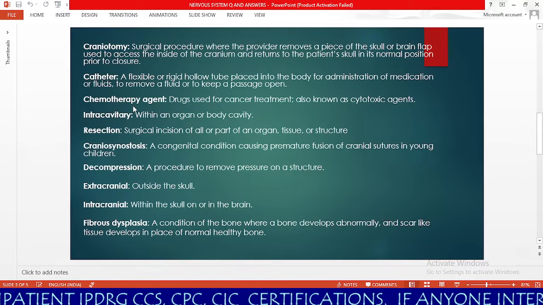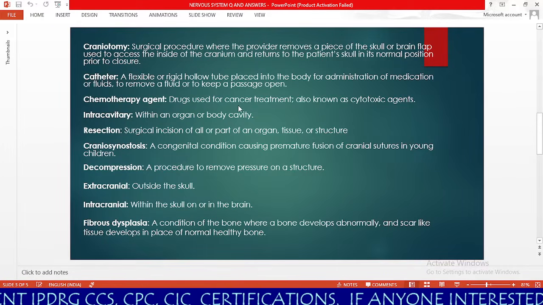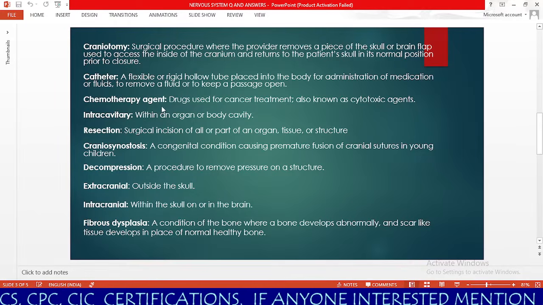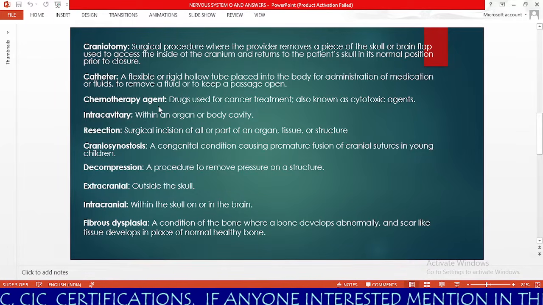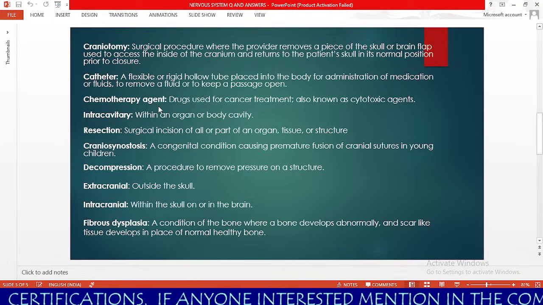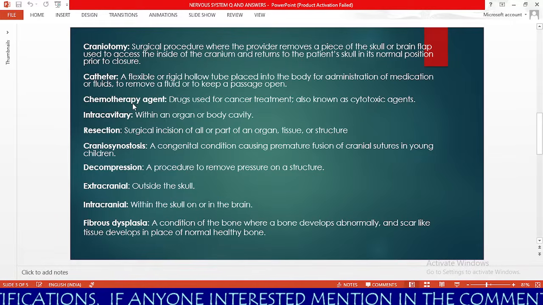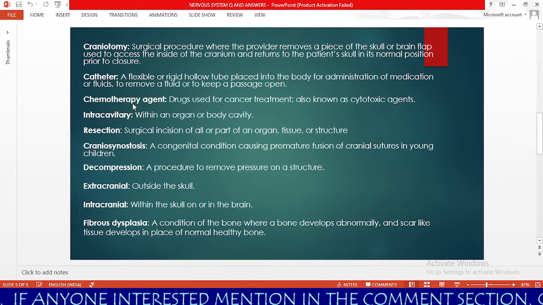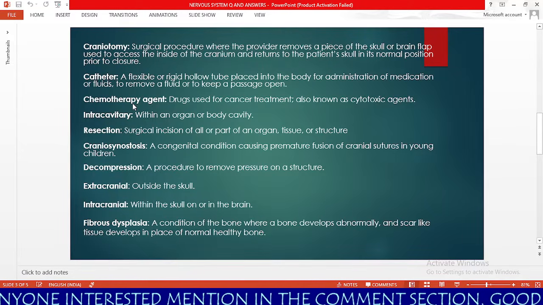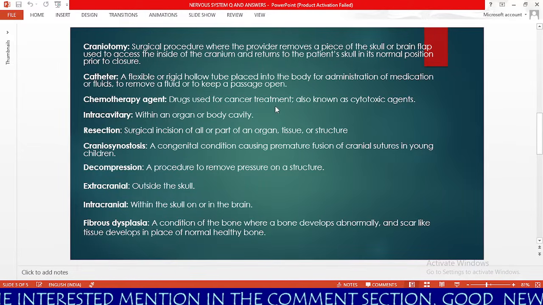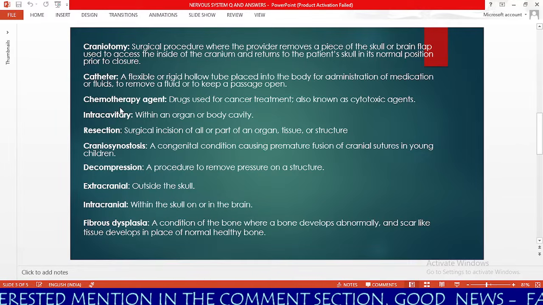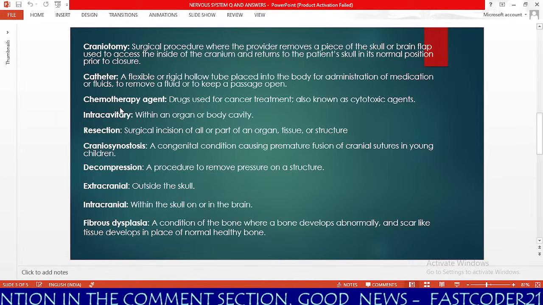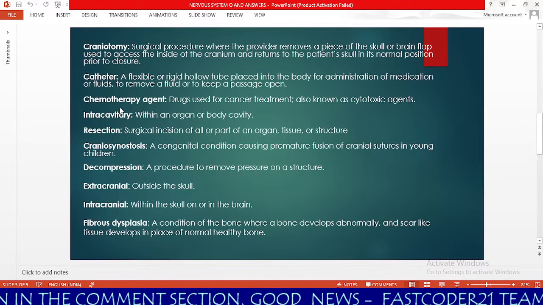Next one is chemotherapy agent. These are drugs used for cancer treatment, also known as cytotoxic agents. If you go to an interview, they will ask you what is a chemotherapy agent. Chemo means drugs, therapy means treatment. So using drugs, the physician will perform the treatment. Chemotherapy agent means drugs used for cancer treatment. Most of the time, whenever you see chemotherapy, remember that this type of therapy will be used for cancer treatment only.